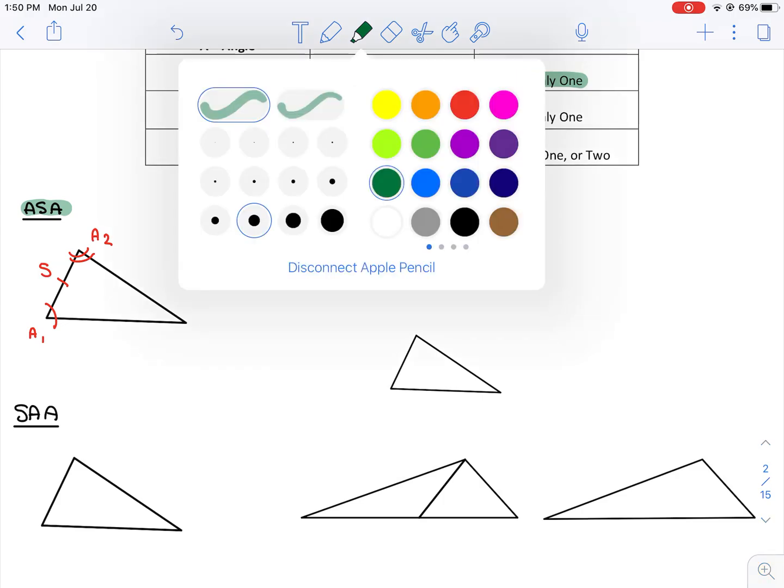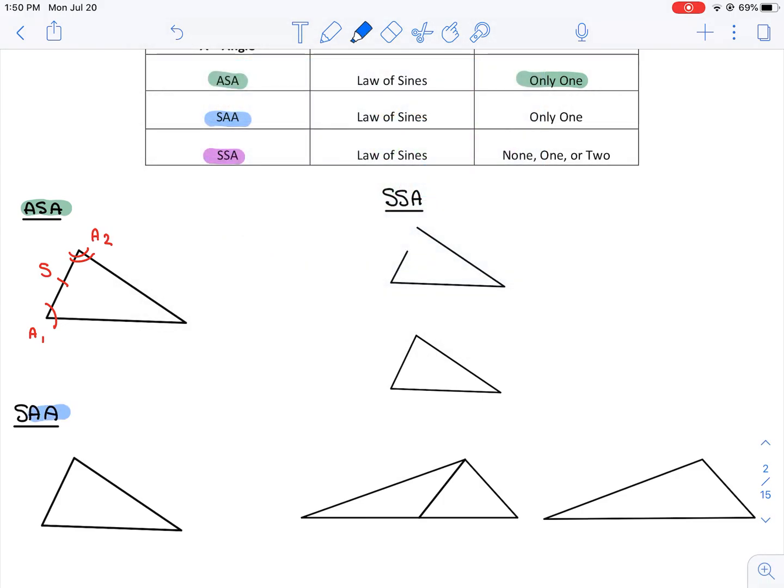Next is angle, angle, side. So given 2 consecutive angles and any side that's not included, you can apply the law of sines. And what's nice is that after applying the law of sines to find the 2 side lengths and that other angle, only one triangle is possible.